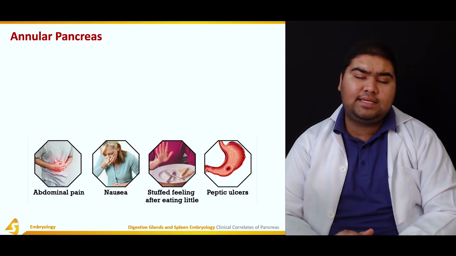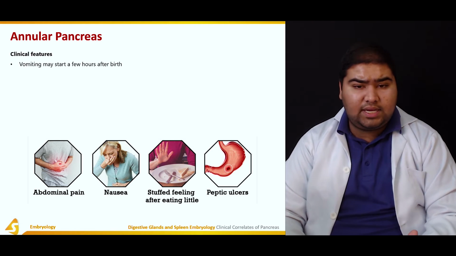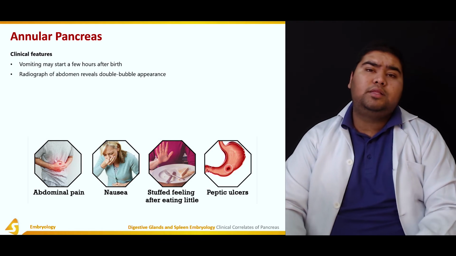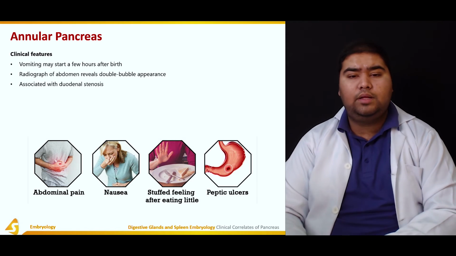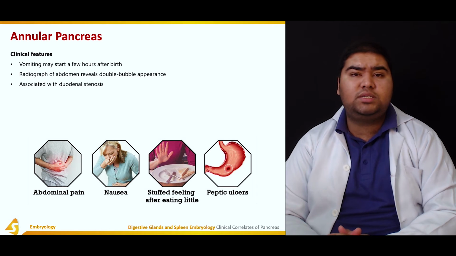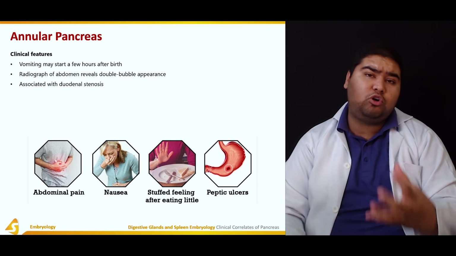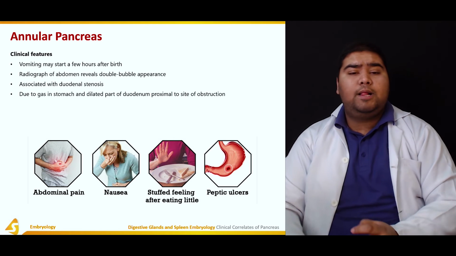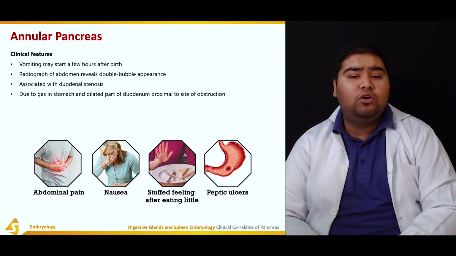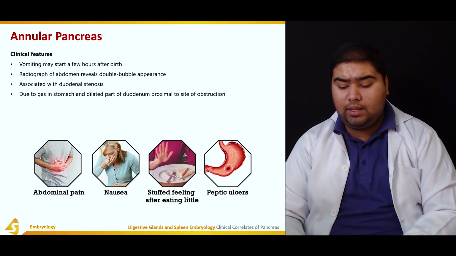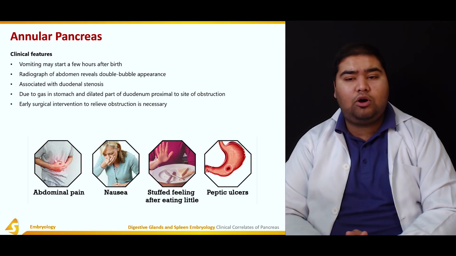So, what would be the signs and symptoms of the patient? Vomiting may start immediately or a few hours after birth. The radiograph of the abdomen would reveal a double bubble appearance. It is also associated with duodenal stenosis because development of the duodenum did not take place as it was supposed to, due to the collar that surrounds the duodenum. Due to gas in the stomach and the dilated part of the duodenum proximal to the site of obstruction, we see a double bubble appearance. Early surgical intervention is necessary to relieve this obstruction.